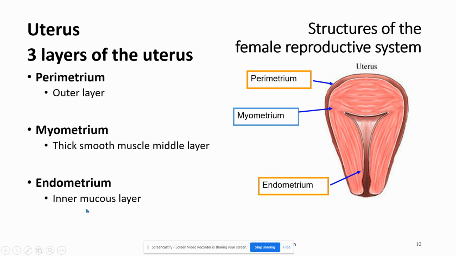So endocardium was the membrane on the inside of the heart. Endosteum was the inner layer, membrane of the bone. Endometrium is the inner layer of the uterus. So this is just this thin little thing right here that is going to thicken and shed each month. So the endometrium is what we think of as what comes out of a female when she's having her period.